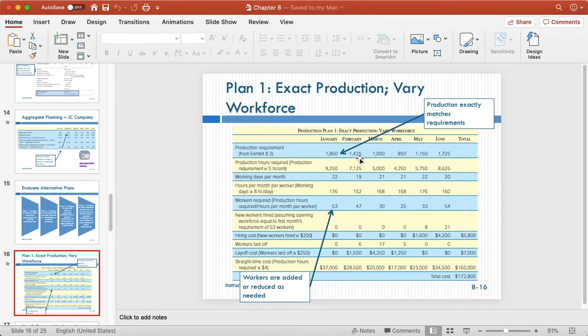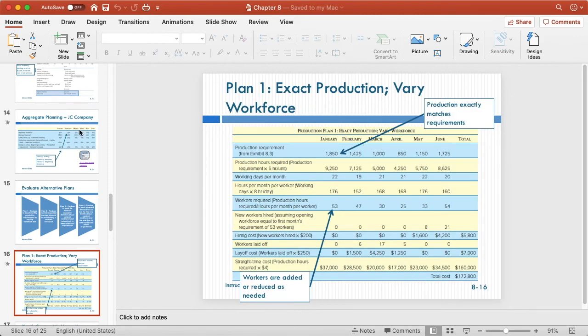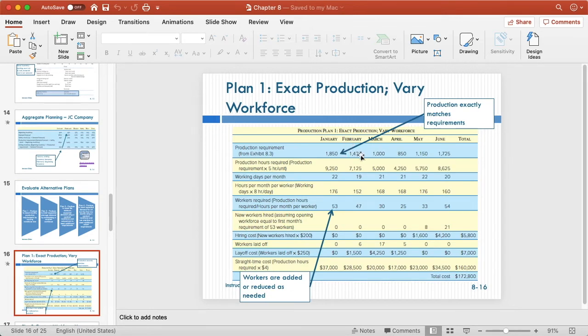For February, the production requirement, you see where to calculate this. For February, the production requirement is 1,425, right? It's showing here. So you have the production requirement amount, but you need to transform it to production hours. This amount is production amounts. We need to transform to production hours. For every unit, it needs 5 hours. You times 5, 1,425 times 5 to get this amount.